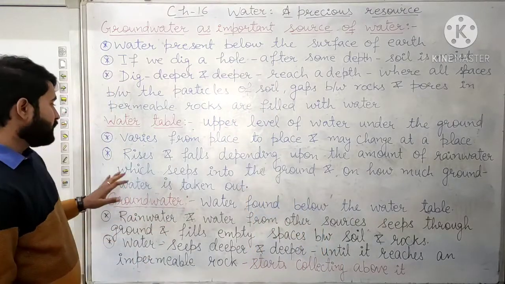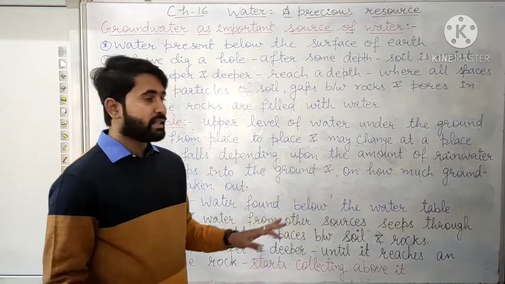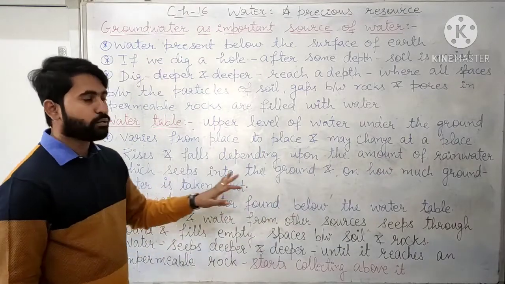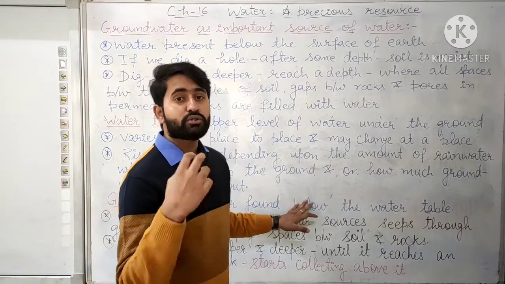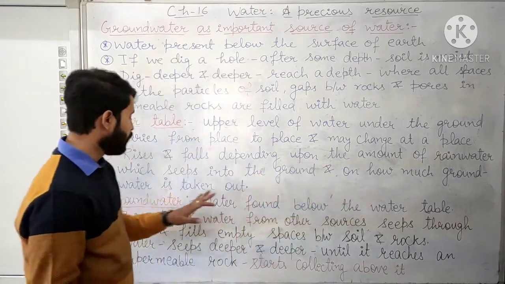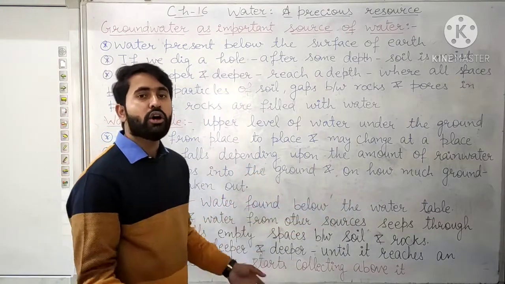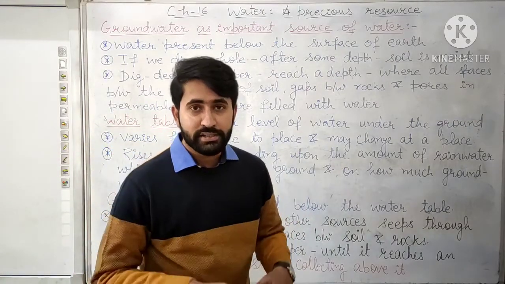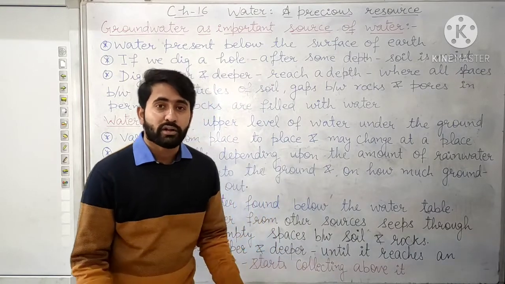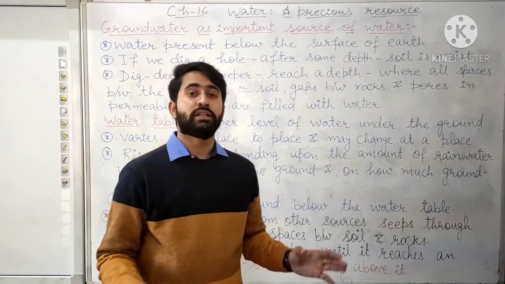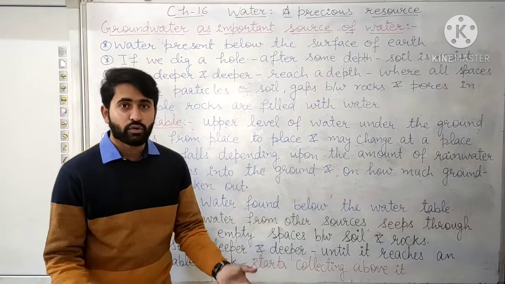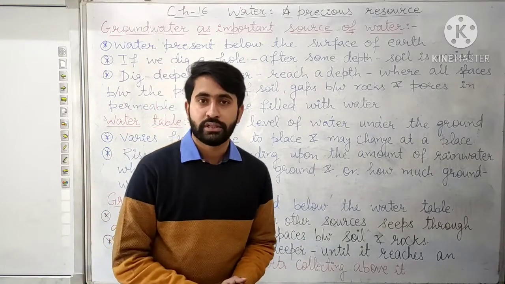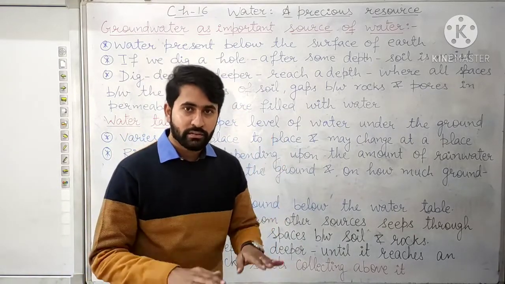The water table rises and falls depending upon the amount of rainwater which seeps into the ground, and it also depends on how much groundwater is taken out or pumped out. If there is more rainfall and more water seeps into the ground, then the water table rises. On the other hand, if excess water is pumped out for industries, irrigation and personal use, then the water table at that place falls.